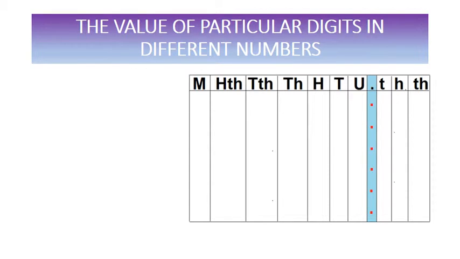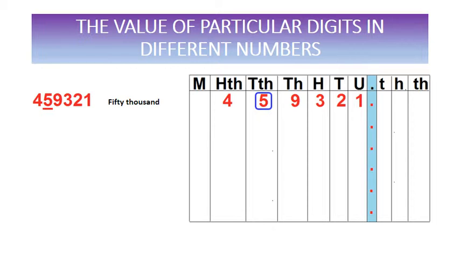Sometimes we are asked to give the value of particular digits in different numbers, and again, this is where place value can help us. So we might be given a number like this and asked to give the value of the 5. So if we use our place value headings again, we can see that the 5 is in the 10,000s column, so 5 lots of 10,000 is 50,000. So the value of that digit is 50,000.